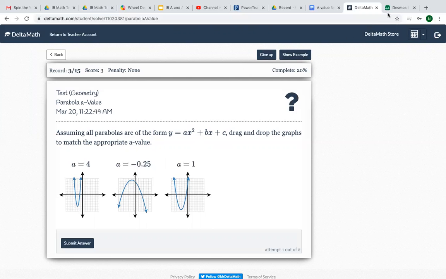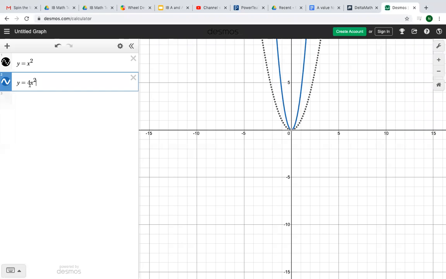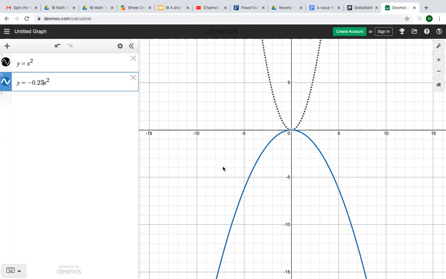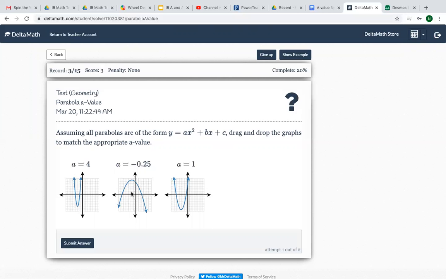But let's say I type in negative 0.25. I know that the graph should be upside down and it's pretty fat. So that would be that one. Make sense?